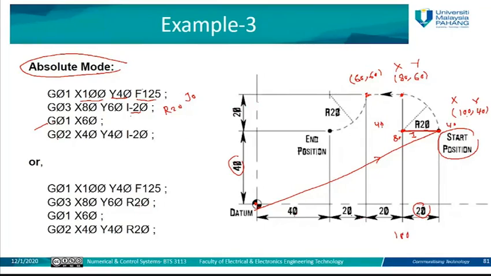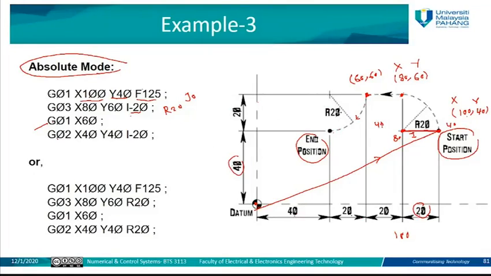When the spindle reaches this point, it needs to move to the next point, which is the end position here. This will be a linear interpolation movement, clockwise. Clockwise means we are going to use G02. So from this point to that point, clockwise, since I have R, I can use just R directly.